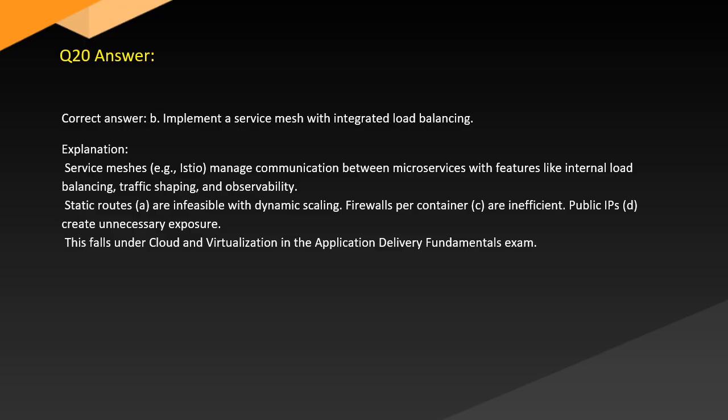Answer. Correct answer: B. Implement a service mesh with integrated load balancing. Explanation. Service meshes, e.g., Istio, manage communication between microservices with features like internal load balancing, traffic shaping, and observability. Static routes, A, are infeasible with dynamic scaling. Firewalls per container, C, are inefficient. Public IPs, D, create unnecessary exposure. This falls under cloud and virtualization in the application delivery fundamentals exam.